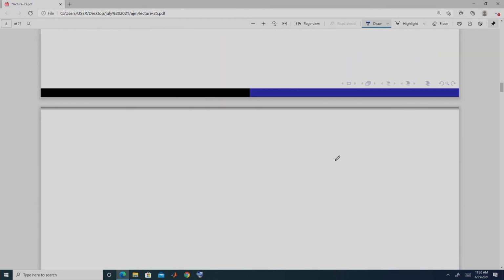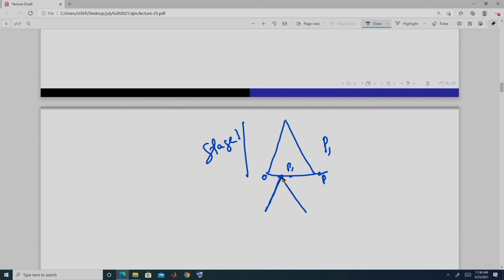So, it is something like this, that in stage 1, P1 is decided. P1 takes some positive value, any point, and then after observing this, firm 2 is going to decide. So, this is firm 1 and this is firm 2, and this is stage 2. Here P2 is going to be decided, here P1 has been decided. So, this is stage 2.